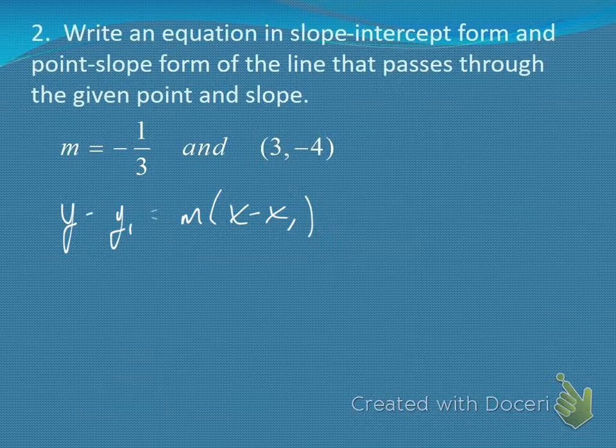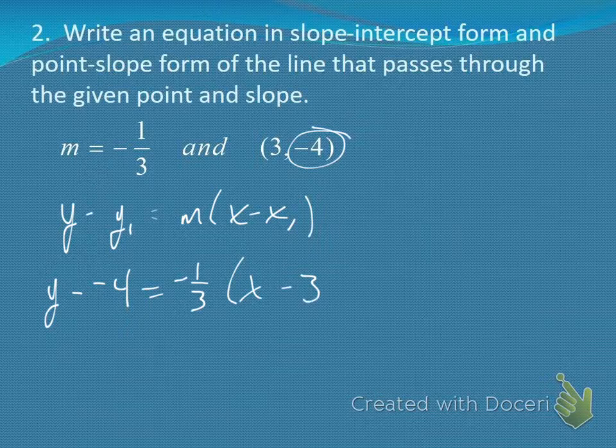So we're going to put negative 1/3 in for the m. Negative 4 goes in for the y1. So make sure you put the minus and the negative in there, which is going to flip-flop the sign, right? So this becomes y plus 4.